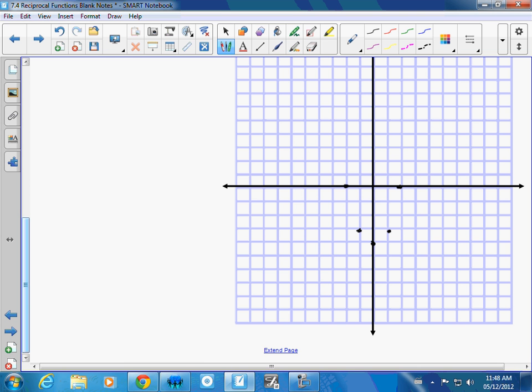So 3 and 6, 1, 2, 3, 1, 2. Not 3 and 6. What am I saying? That's 3 and 9. Oh my goodness. 1, 2, 3. 1, 2, 3, 4, 5, 6, 7, 8, 9. Is that right? There. And there. Okay. Do you see it? You see the parabola? Can we draw it in now? Yeah. Try to draw it as smooth as you can.